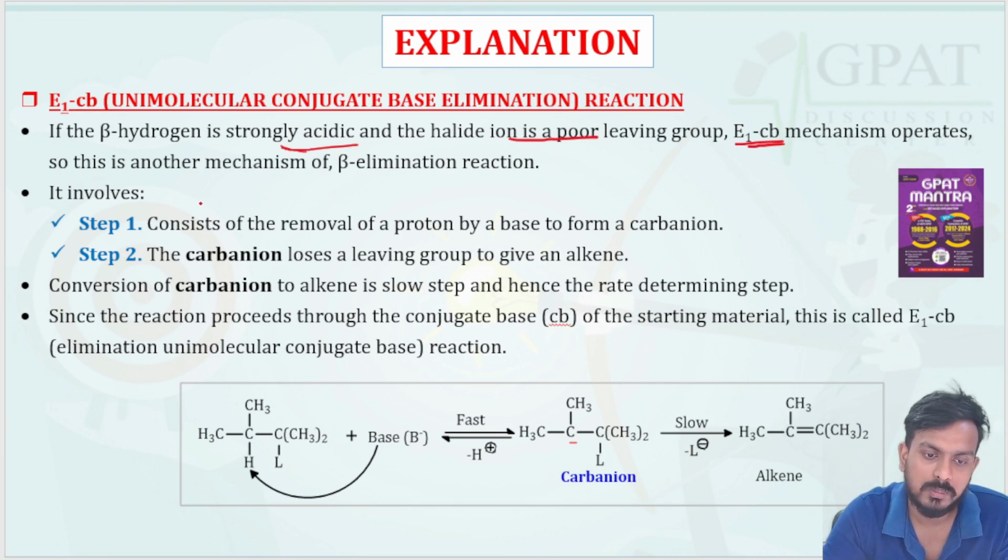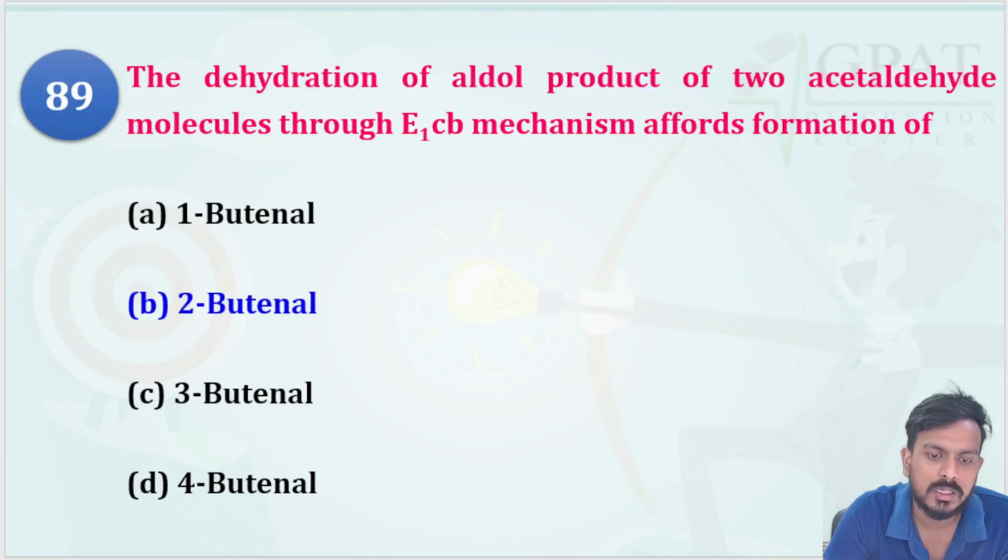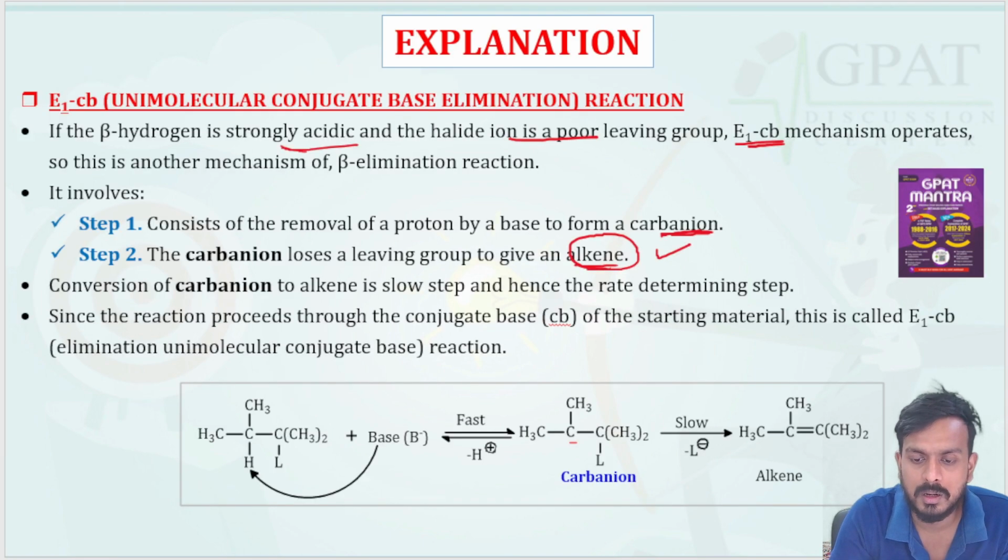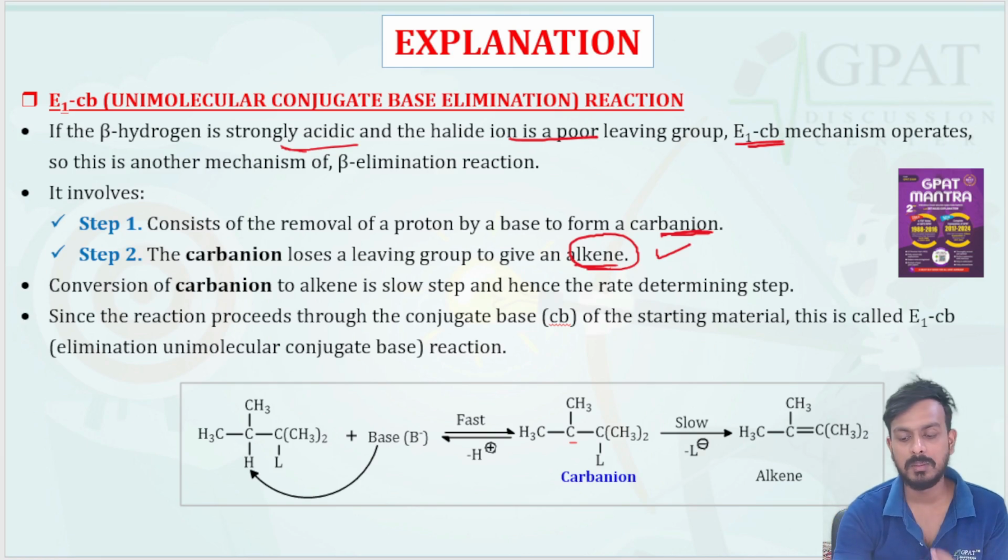So if we solve this reaction, the first step consists of removal of a proton by the base to form a carbanion, and the carbanion loses its leaving group to give an alkene. So the final product will be an alkene. And which alkene product? It will be butenol. So what is the position? 2-butenol. That means at the second position you will have a double bond. Okay. So this is the correct answer. So you have to remember.